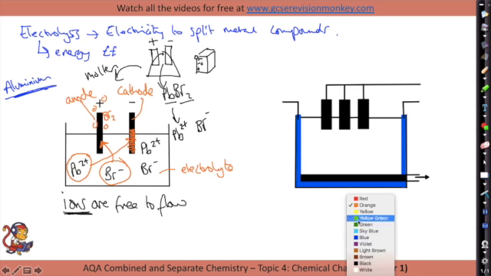In a second case here, I'm going to talk about the electrolysis of aluminium oxide.